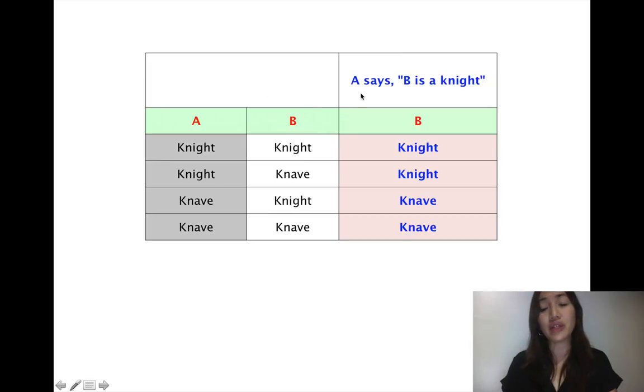From the puzzle, we are given the first scenario, which is A says B is a knight. So, first row, if A is a knight, then B is a knight because A is telling the truth. Then second row, A is a knight, so B is a knight, same as the first row. Third, A is a knave, that means A is not telling the truth, so B is not a knight but a knave. Fourth, A is a knave, so B is a knave, same as the third row.